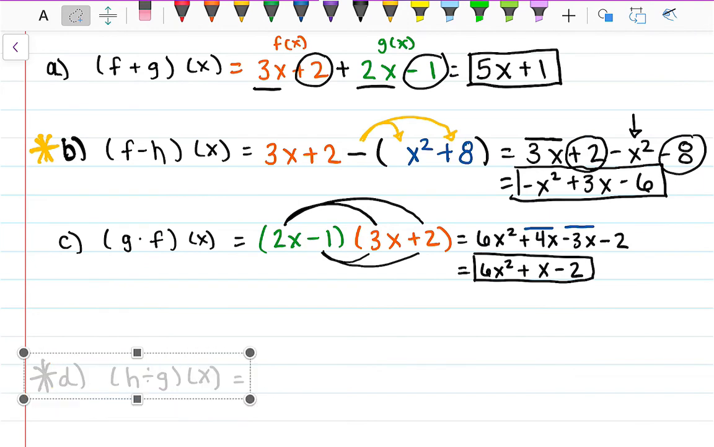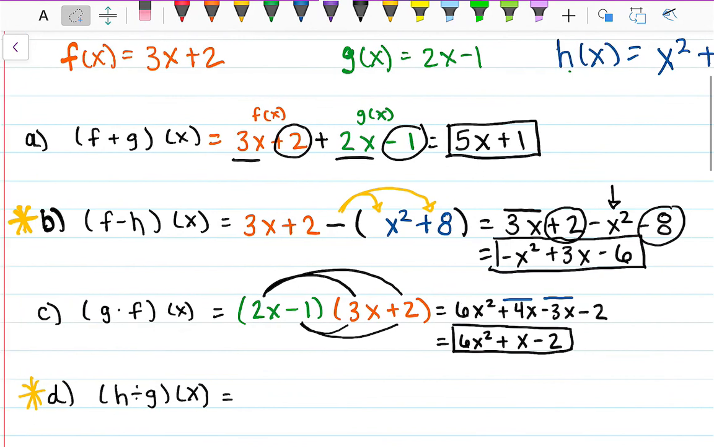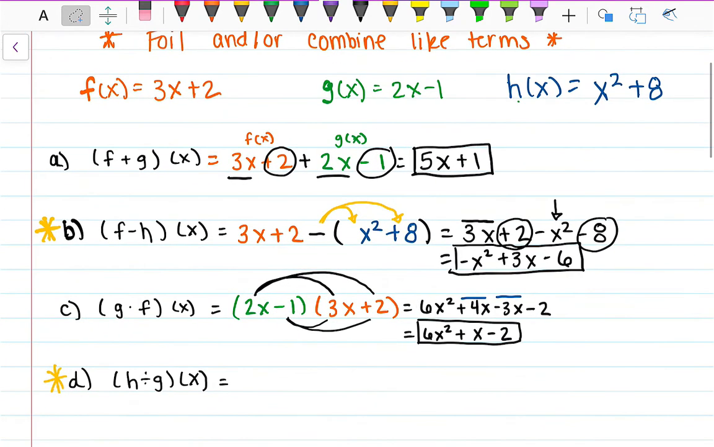So we're going to go over a couple of examples of division because those are kind of tricky. Okay, so I'm going to get my h of x and divide it by g of x. My h of x is x squared plus 8, and I'm going to divide that by my g of x, which is 2x minus 1.